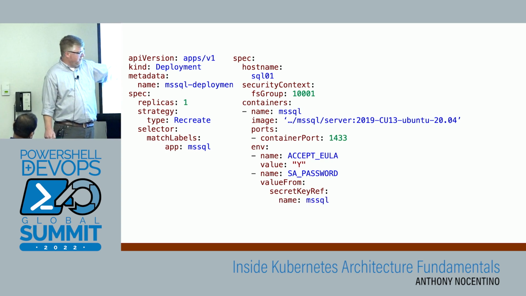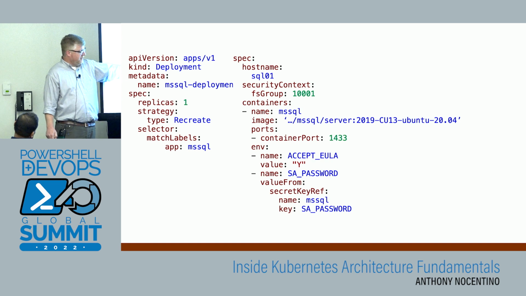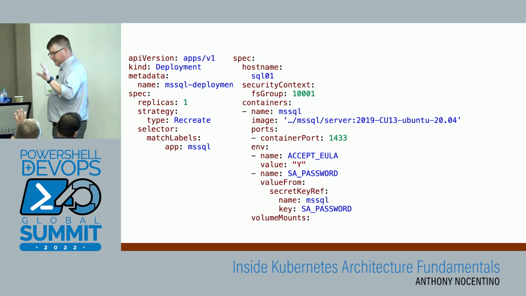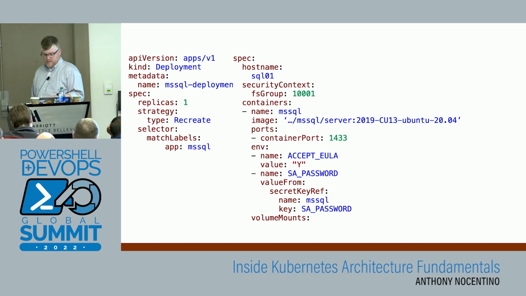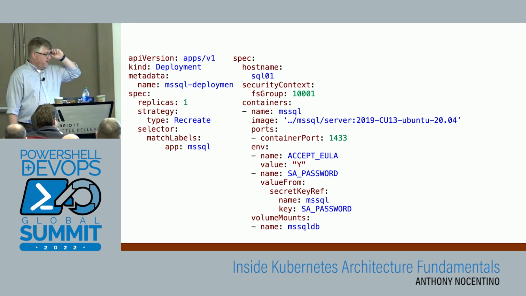Then the SA password is going to be read from the secret key store. It's going to look for a secret named MSSQL with a key of SA password, and then it's going to read that value into an environment variable, and then SQL Server reads that on start and sets that up. The volumes are going to look like this.